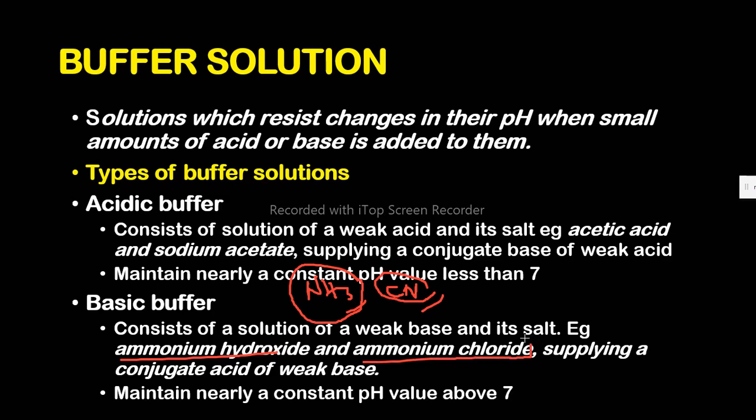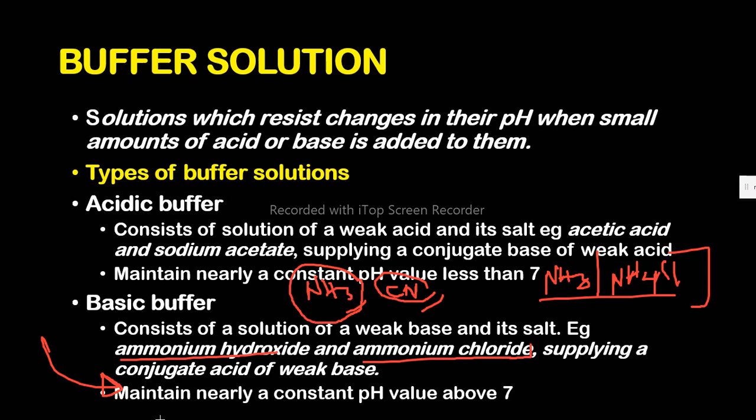If you have your solution that has both ammonia and ammonium chloride, it's one solution with both ammonia and ammonium chloride. Now the solution behaves as a buffer solution. And why is it referred to as a basic buffer? It's because its pH is usually above 7. So that is a buffer solution.